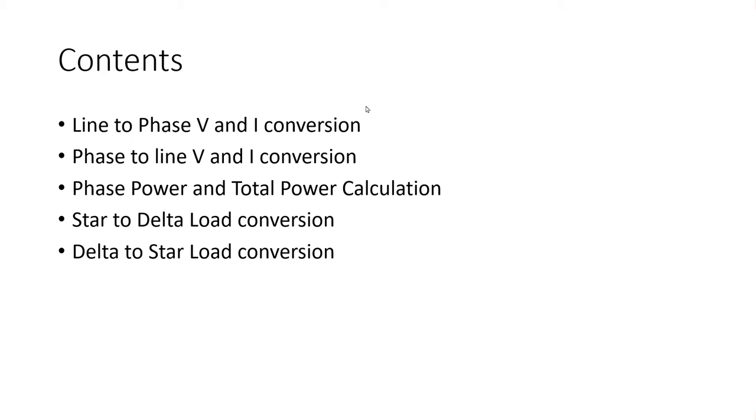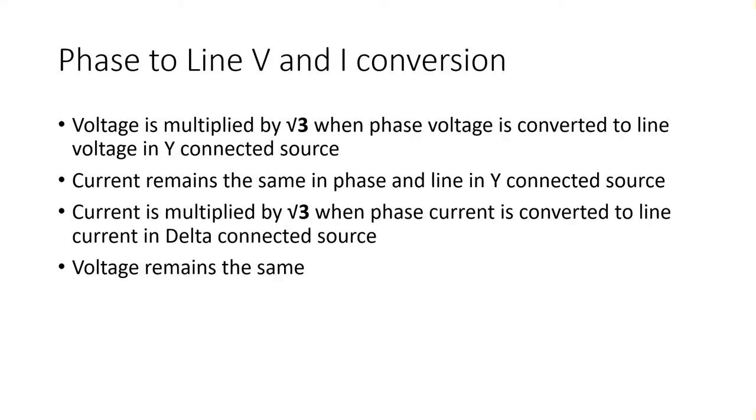We will see the line to phase voltage and current conversion in three phase, and phase to line voltage and current conversion, and after that we will discuss the total power and phase power respectively. After that we will go to our discussion on why we transform from star to delta or delta to star, and what the benefit of it is. Besides, we will also have some formulas for the conversion of the said things. So let's dig in.